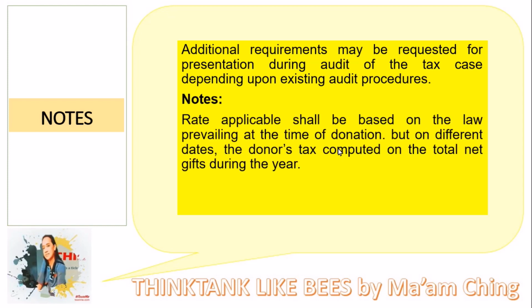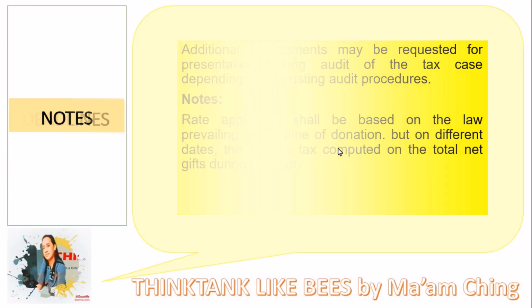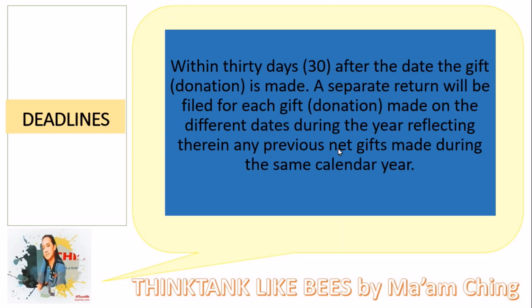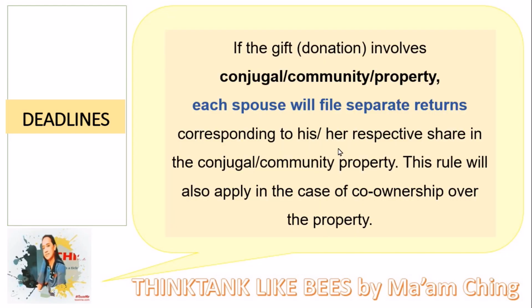The rate applicable shall be based on the law prevailing at the time of donation, but on different dates the donor's tax is computed on the total net gifts during the year. The deadline is within 30 days after the date the gift or donation is made. A separate return will be filed for each gift or donation made on different dates during the year, reflecting therein any previous net gifts made during the same calendar year.